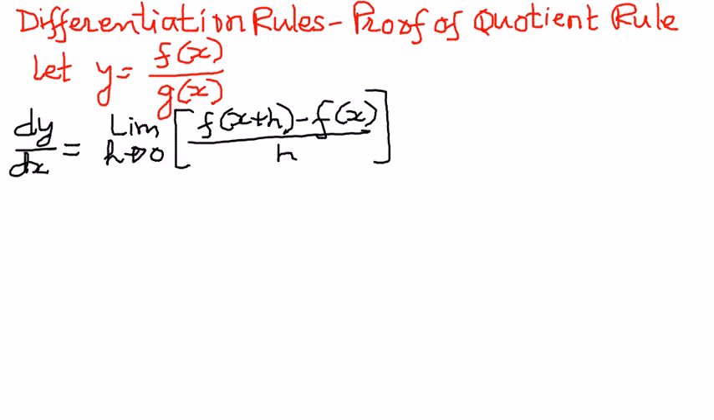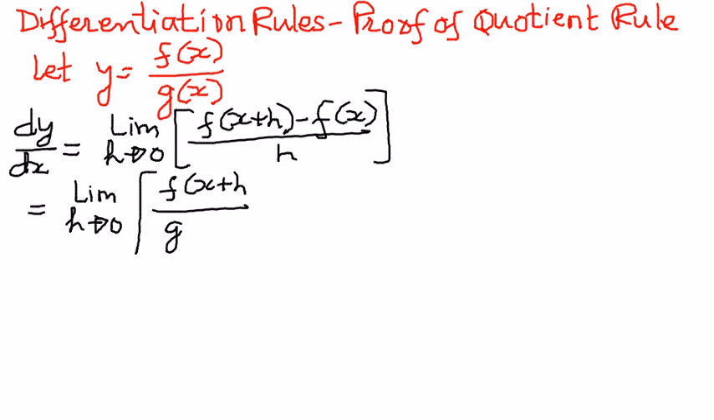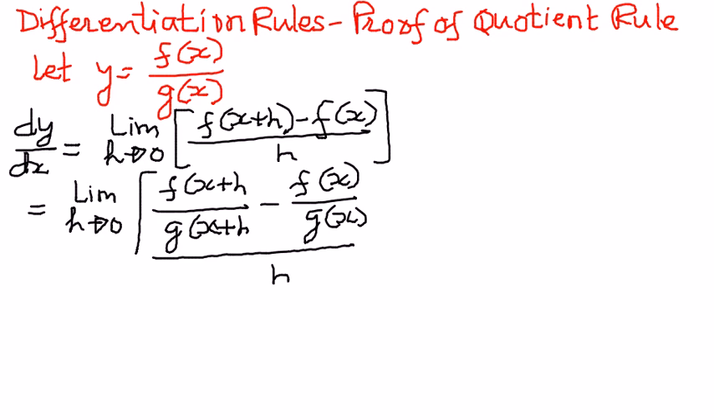Then, as the second step, we're going to substitute the given function into the formula. To do that, we're going to write this as the limit as h approaches 0 of f of x plus h divided by g of x plus h, minus f of x divided by g of x, and this whole thing is divided by h.